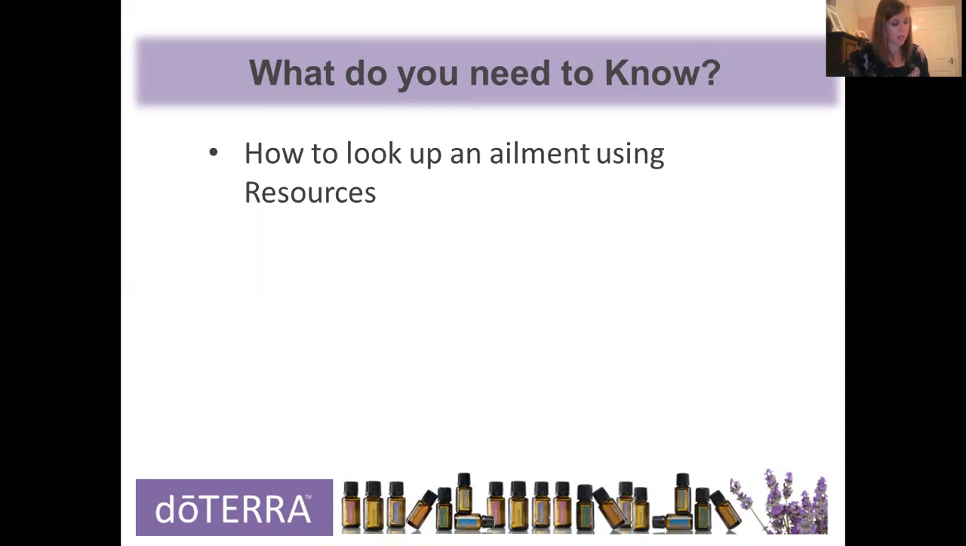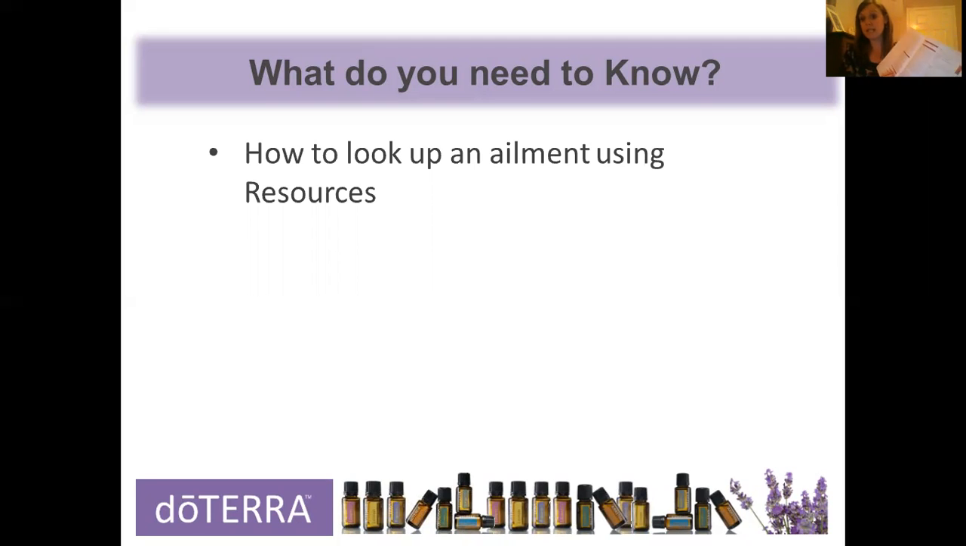Let's have a look at, what have we got here? Wounds. That's quite a good one because that can sometimes come up. So wounds here, if you look up wounds, you'll see there's quite a few. There's more than 10 essential oils listed there. And hopefully you can see there's a traffic light system.